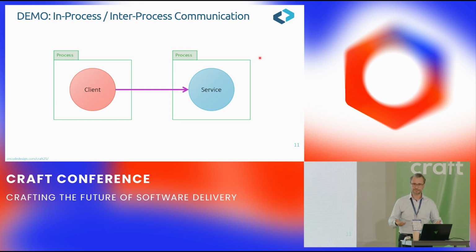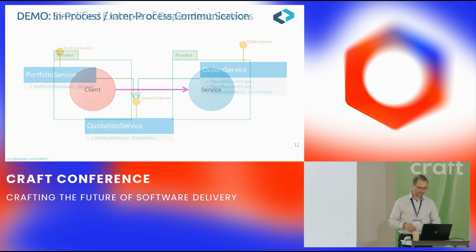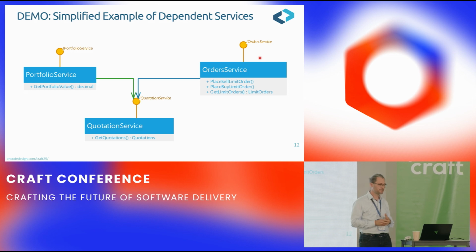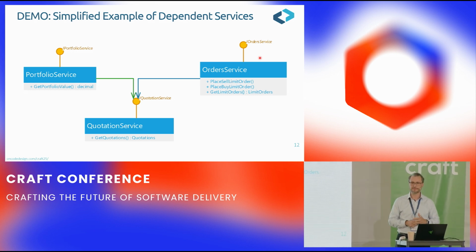And to make it a bit easier to follow, I'm making the example a bit more specific. So I'm taking 3 services inspired from trading. And the key idea is to have some dependencies among them. So we have a quotation service over here. It has one function, get quotations. And then we have an orders service, which has 2 functions to place a sell limit order or a buy limit order, and one function to get all the orders which were placed.